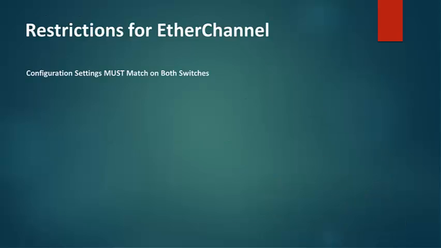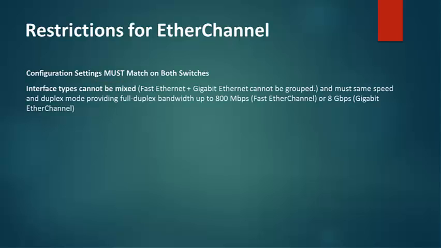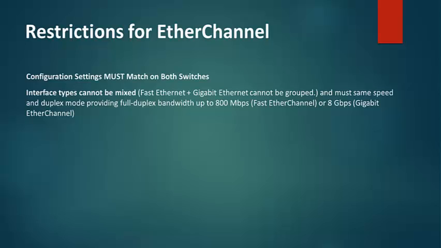Restrictions for EtherChannel: configuration settings must match on both switches. Interface types cannot be mixed. Fast Ethernet and Gigabit Ethernet cannot be grouped together. They must be the same speed and duplex mode, providing full duplex bandwidth of up to 800 megabits for Fast EtherChannel or 8 gigabits for Gigabit EtherChannel.